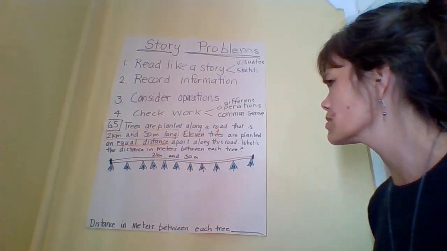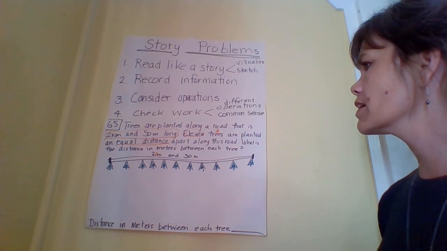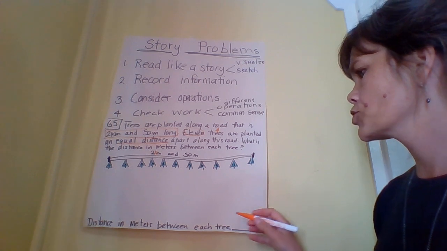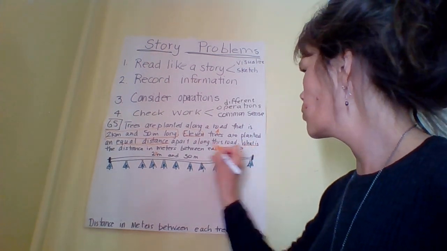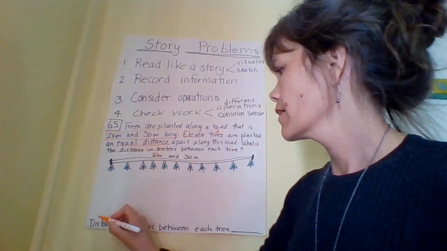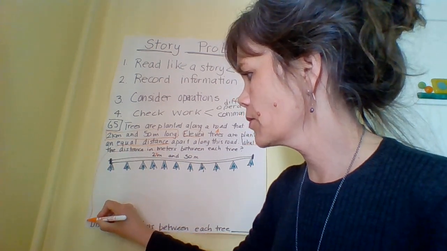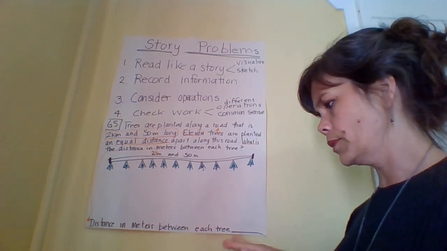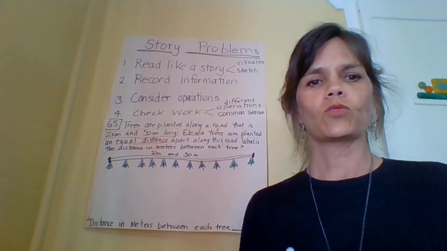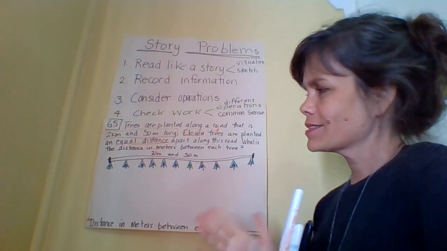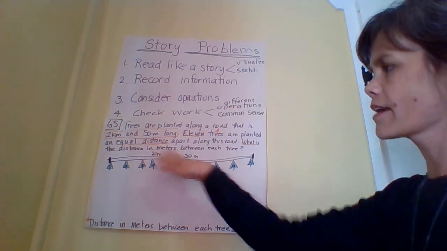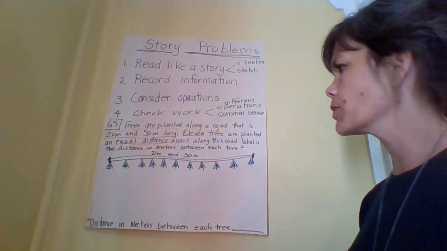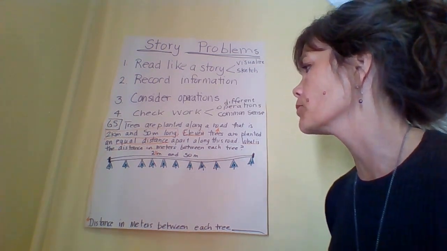It's an equal distance. And then finally, what is the distance in meters between each tree? That question, what is the distance? That comes right down here. That is what I need to answer. So that is the problem in my story. And it's kind of sketchy, but I think the trees and the road are probably my main characters. Anyway, we're going to keep going.